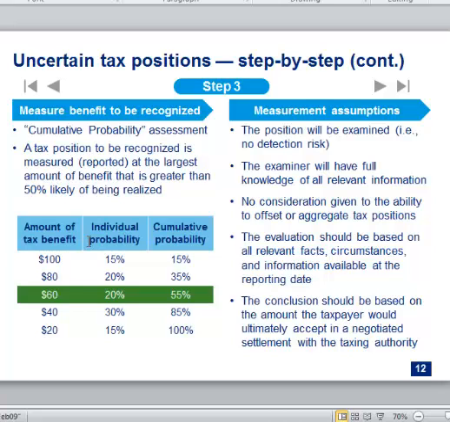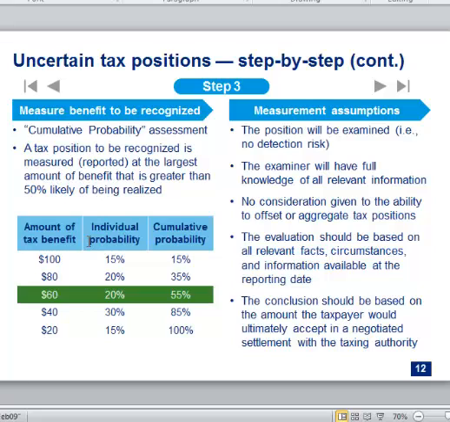Step two is to assign an individual probability to each outcome, and that's what the second column is. So this is saying there's a 15% chance of me winning all my credit. There's a 20% chance of me winning $80 of my credit, and so on. Individual probability. Okay, so that part's probably easy so far.